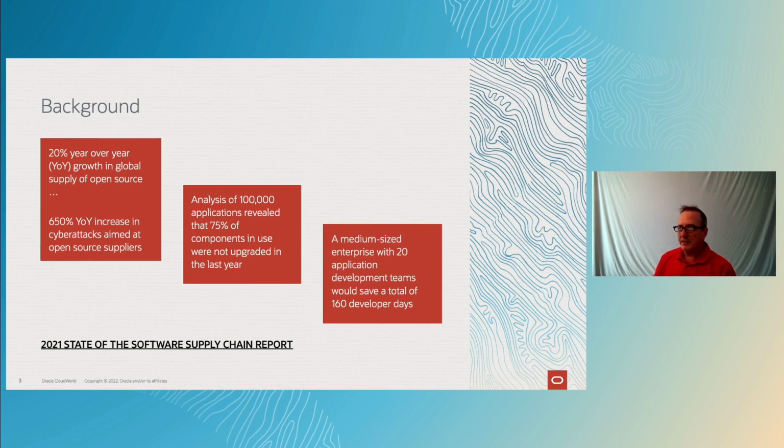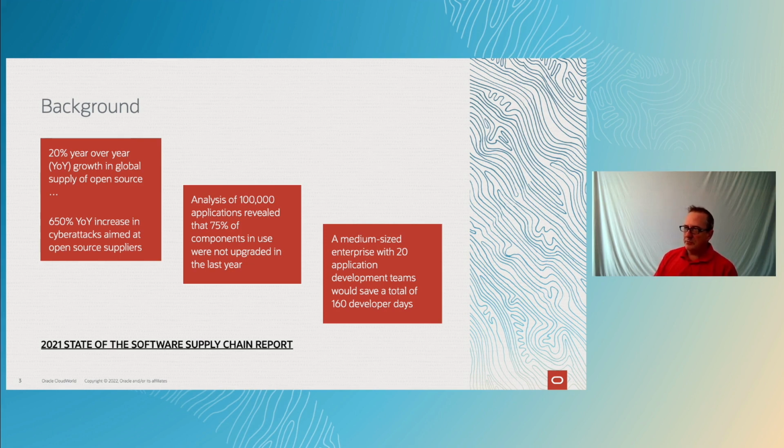Within this report, they did an analysis of 100,000 applications, and they found that 75% of them were not upgrading their components within the last year. And that means they're using older and older components with a growing set of vulnerabilities. Keeping up to date with these vulnerabilities and getting to a more recent version, or a version that isn't affected, is really critical. But a lot of companies struggle to keep up the pace.